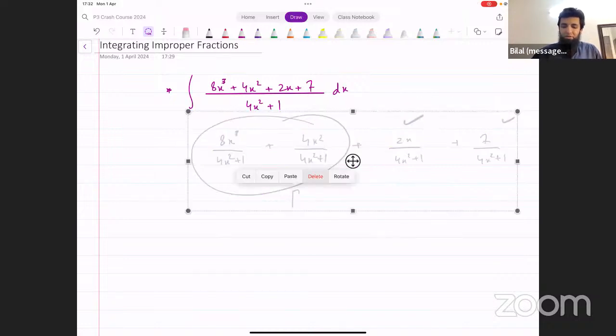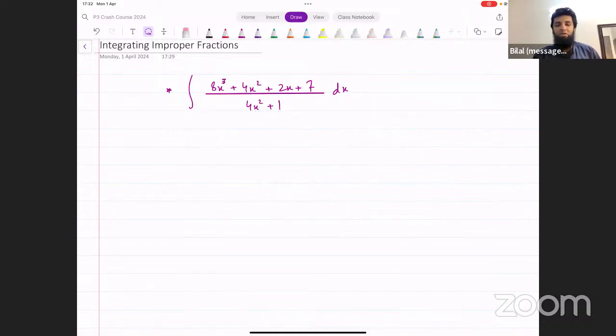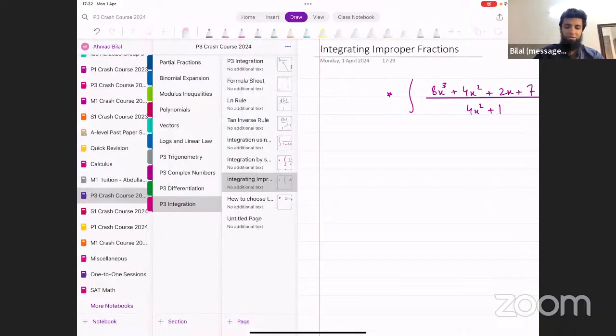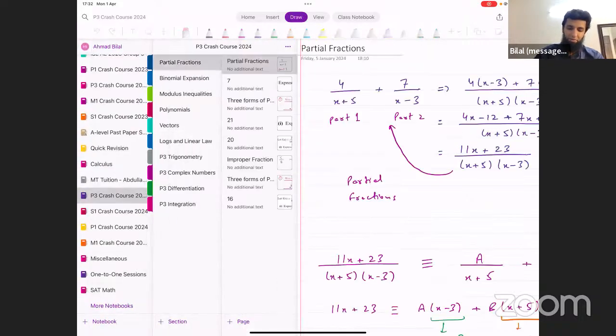Now, what's special about this fraction is it's an improper fraction. Remember improper fractions from partial fractions? We talked about this. Degree of the numerator is greater than the degree of the denominator in this case. So whenever the degree of the numerator is either equal to or greater than the degree of the denominator, it's an improper fraction. In this case, the degree is greater. We talked about this in partial fractions. Let me just show that to you here. Improper fractions.